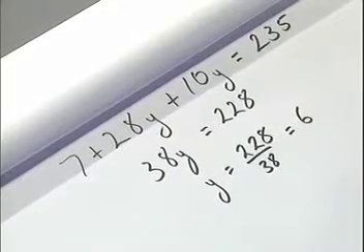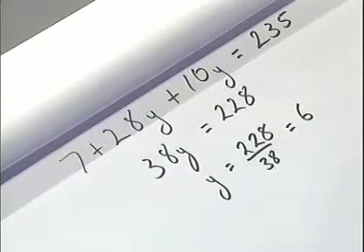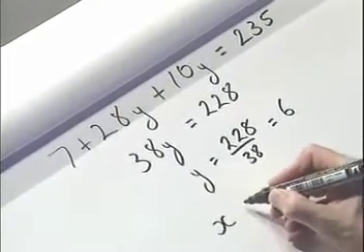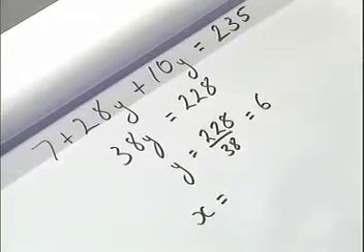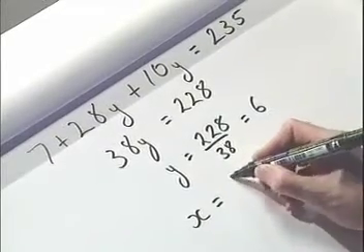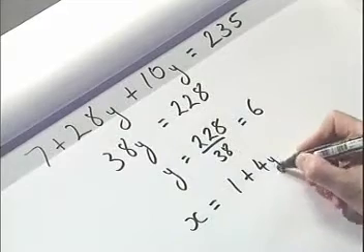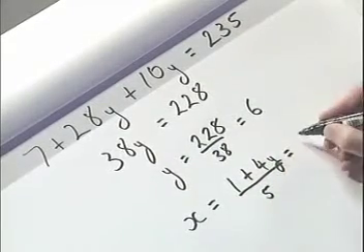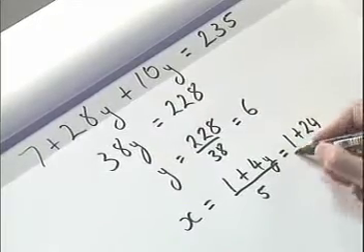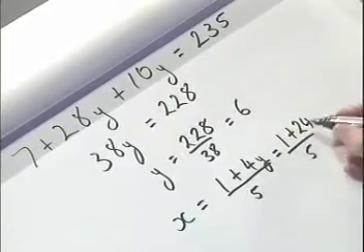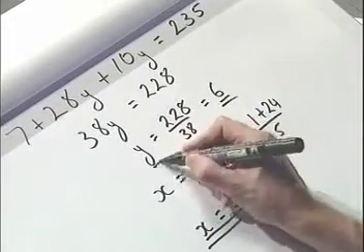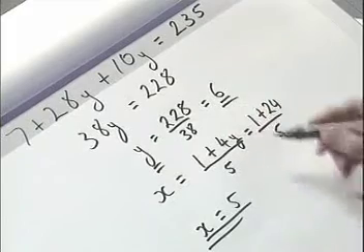Having done that, we can take it and substitute it back into the equation that we first had for x. So remember that for that we had x was equal to 1 plus 4y all over 5. And we substitute in the 6, so we have 1 plus 24 all over 5. And quickly we can see that's 25 divided by 5, so we have x equals 5. So again, we've got our pair of values, our answer to the pair of simultaneous equations.